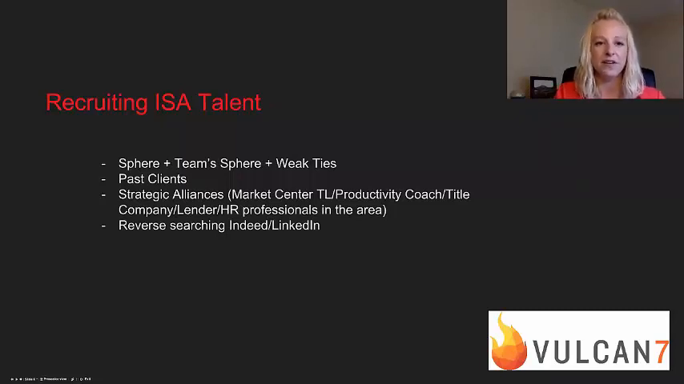So Tim's sphere, my sphere, our team's sphere, anybody on your team. Everybody on your team, if you have a team of people right now, they are advocates for your team. They are recruiters. Every person on your team, you should consider a recruiter for your team. That's the way I was recruited to the team.